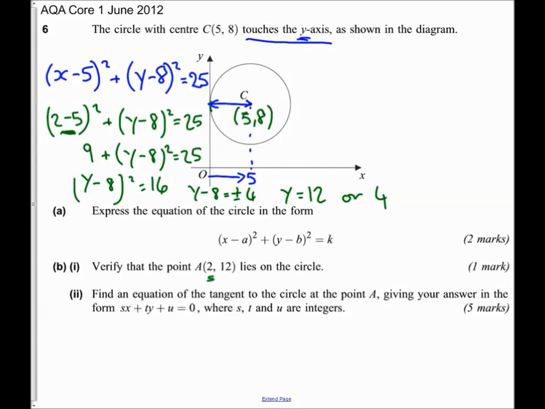And then you can see we have our x equals 2 and our y equals 12. So (2, 12) does satisfy my equation. You'd want a sentence at the end just to explain that.